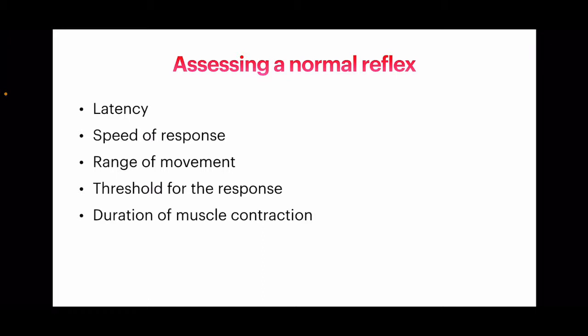So basically you look for the latency for the response to happen, the speed of the response, and the range of movement. For example, when you do a knee jerk in a hyperreflexic patient, let's say with cervical compressive myelopathy, and you stand in front of the patient, the knee jerk is going to be something like a 3 plus or a 4 plus, and there's a chance that the knee extension may come so much that he can hit you. So that is how wide the range of movement can be. And then there are the threshold for response and the duration of muscle contraction. All these you have to assess while eliciting a normal reflex.